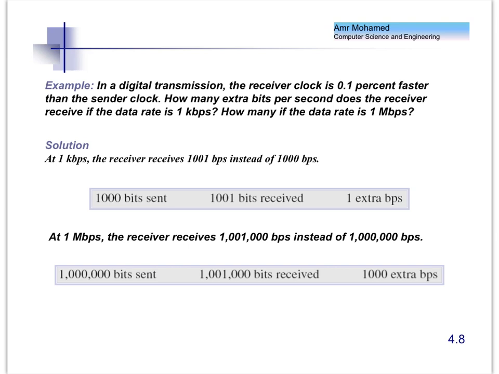If we're talking about 0.1% faster, this means that for how many bits do I have one extra bit? For each 1,000 bits, I have one extra bit. If I tell you this is 1% faster, then for each 100 bits I have 1 extra bit, right? 0.1% means for each 1,000 bits I have 1 extra bit. So if I have 1 million bits, then I have 1,000 extra bits at the receiver.